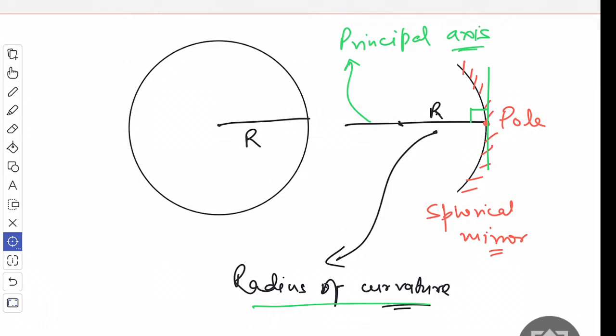So Jayan has a question: why do we call it a spherical mirror? As I explained, it is called a spherical mirror because it is bent like this, so we can think of it as part of a sphere like this. Actually, this is a sphere. So it will be part of a sphere of this particular size, and therefore we call it a spherical mirror. Jayan, please tell me if this is clear.